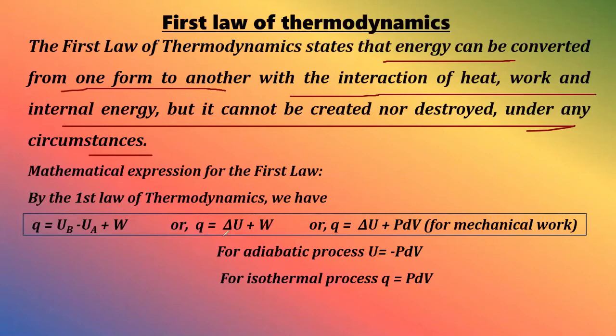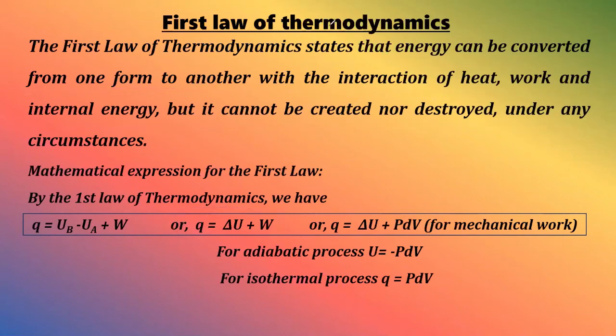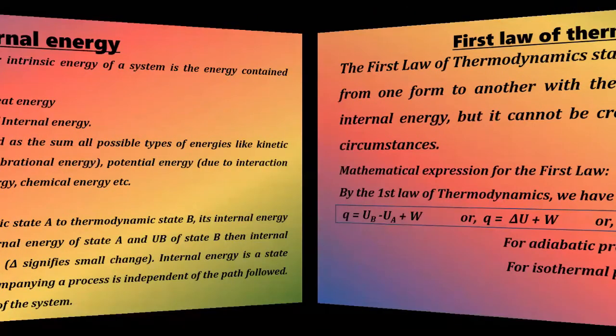And we can explain this mathematically by this particular equation, delta U equals Q plus W, or Q equals delta U plus W, right? Where in place of W we can write PdV, because PdV is nothing but external, mechanical work. For an adiabatic process, delta U is minus PdV. For an isothermal process, Q equals plus PdV. So that's how it is. Very simple thing, the first law of thermodynamics.